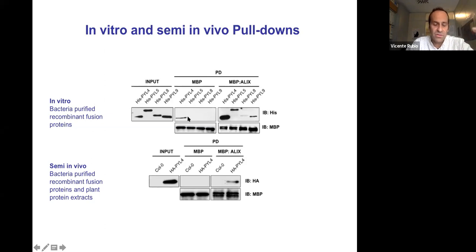This is in vitro. Usually what we want to test is whether the interaction occurs in vivo. So here there is a semi-in vivo approach in which we have a recombinant protein purified from bacteria again, but here we have incubated it with a protein extract from plants, in this case from Arabidopsis, expressing PIL4 fused to the H8 epitope. And here you can see again that we have interaction. As I said, the best thing is to test it in vivo.